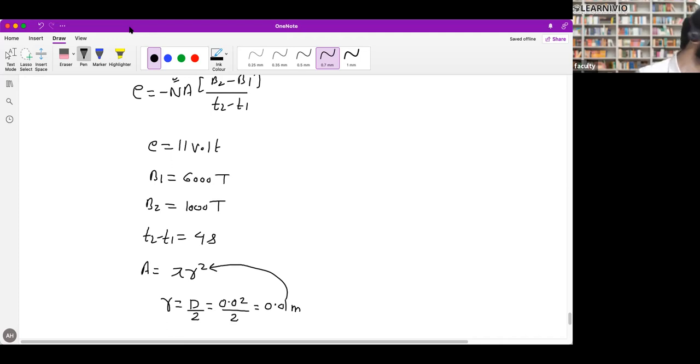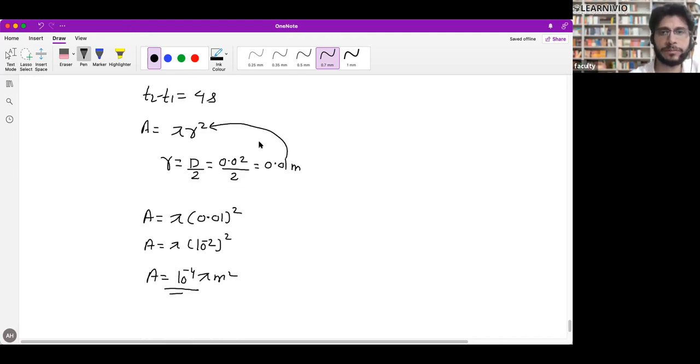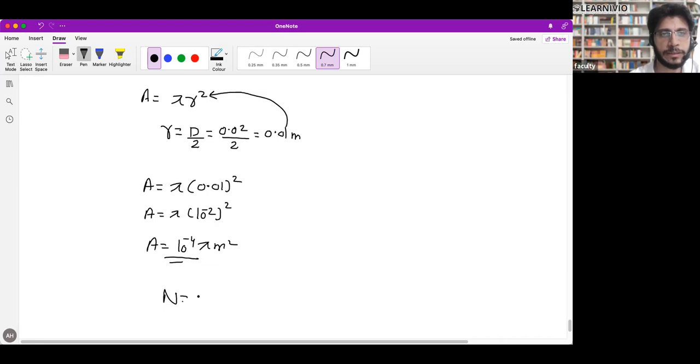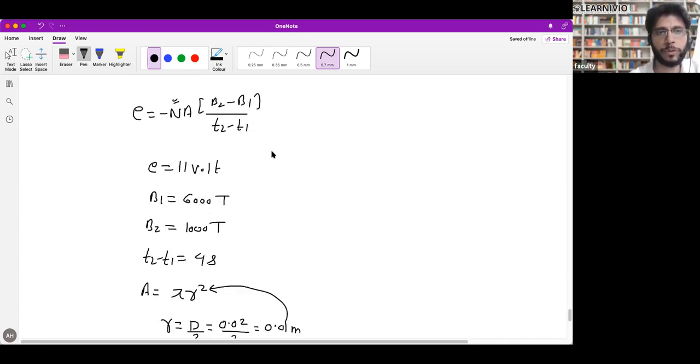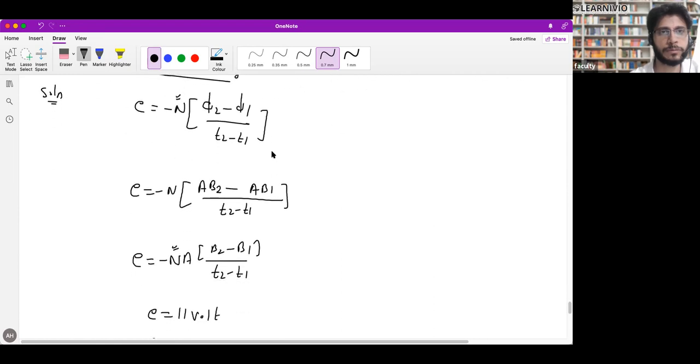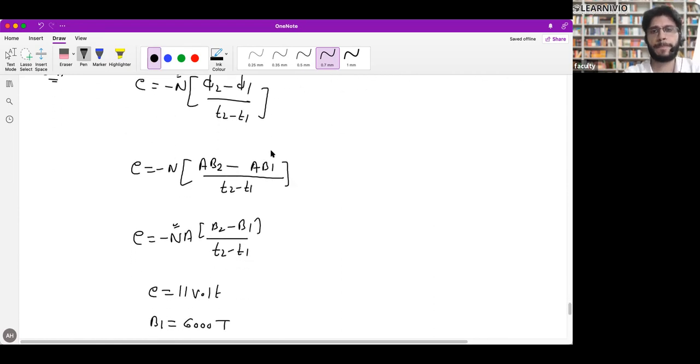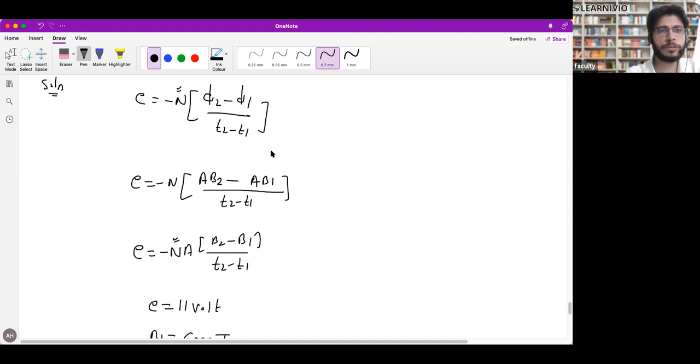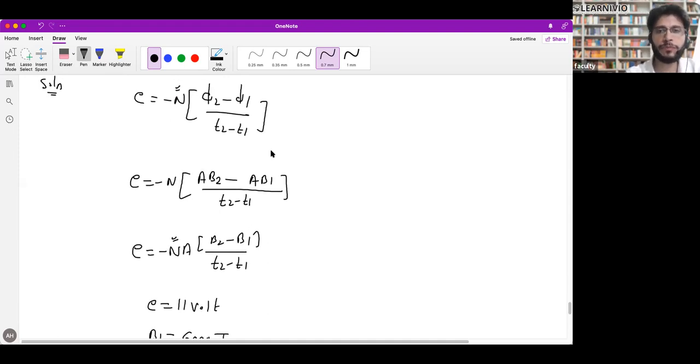Abdullah, n is 28, not 26. And that's the answer. When you do all these substitutions, n will come out to be 28. Note it down. So this completes Faraday's law. In the next class, we will do Lenz's law.